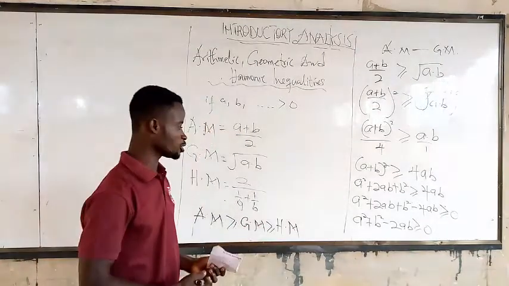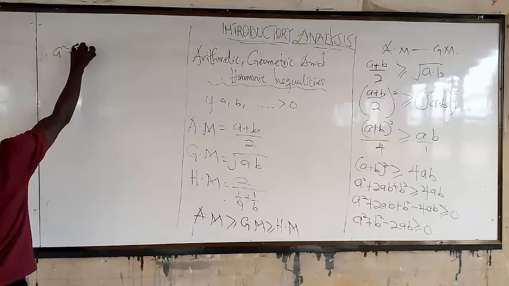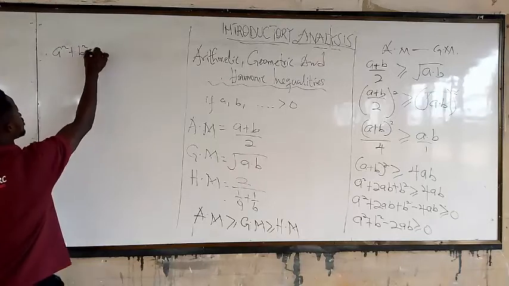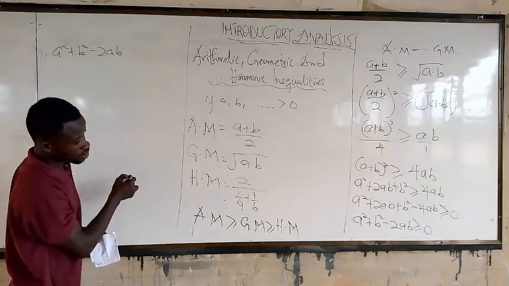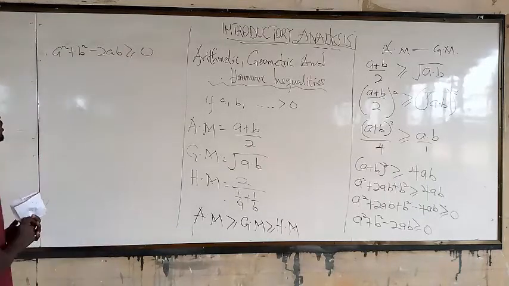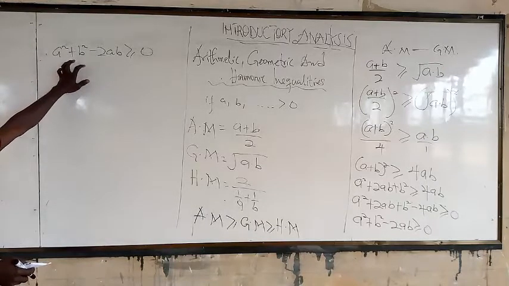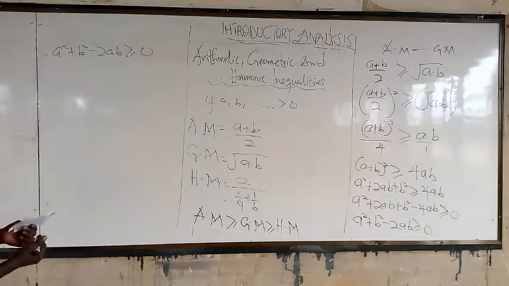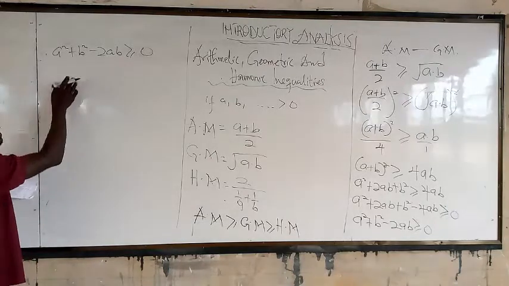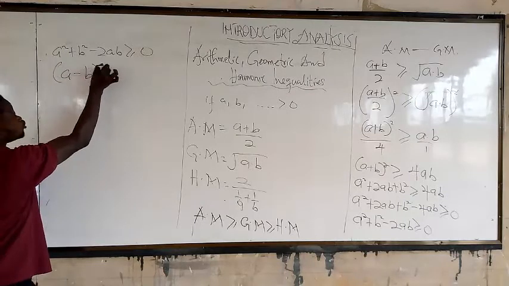Excuse me, it's still algebra, alright? So having (a squared plus b squared minus 2ab) all squared equal to 0. Now, you can see that this is the same as the expansion of (a minus b) all squared.